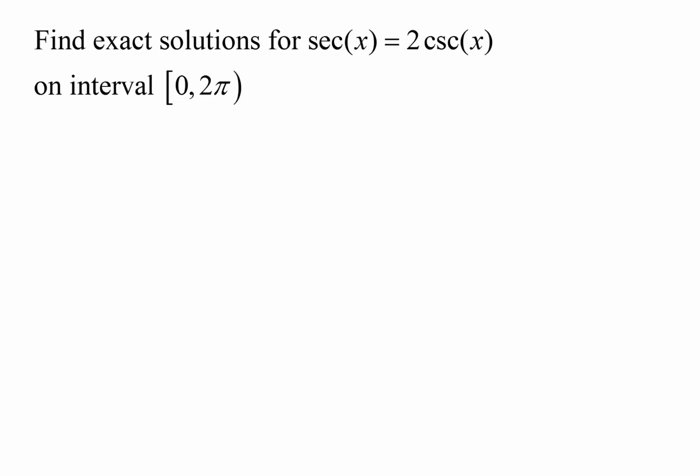So we want to find exact solutions for secant x equal 2 cosecant x on the interval from 0 to 2 pi. Well, I can't think of an identity that relates secant and cosecant even if they're squared, so I'm going to write them both in terms of reciprocal functions. So secant is 1 over cosine x, and we have 2, and then cosecant is 1 over sine x.